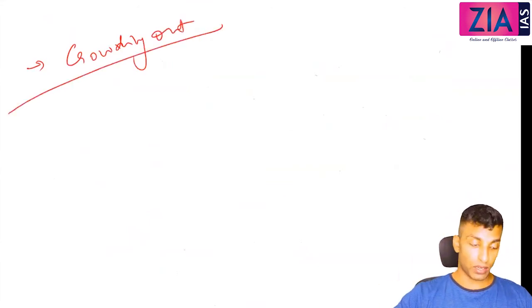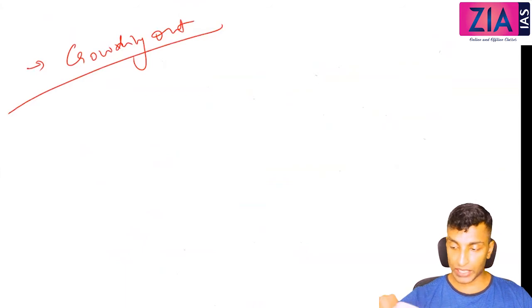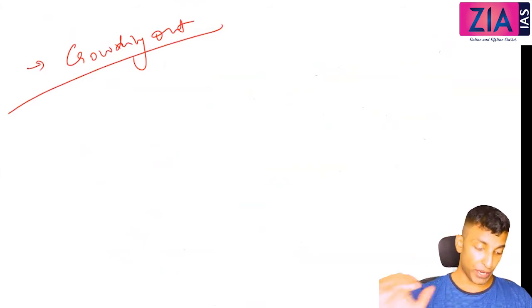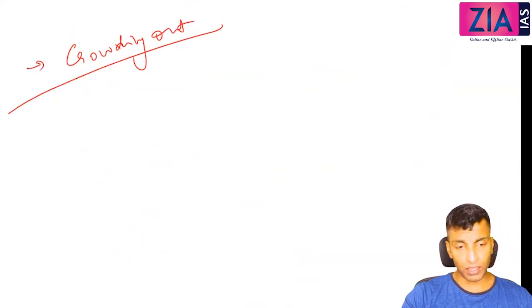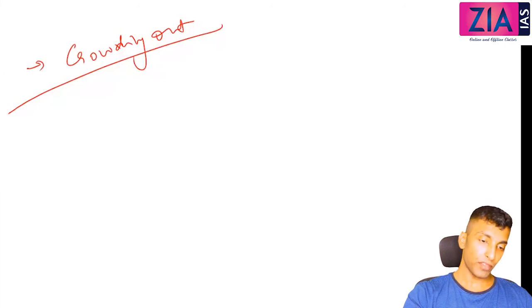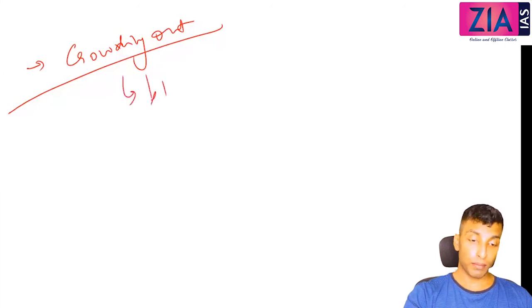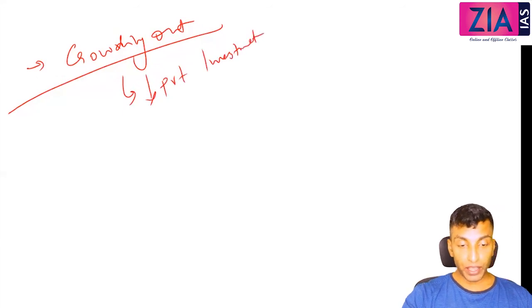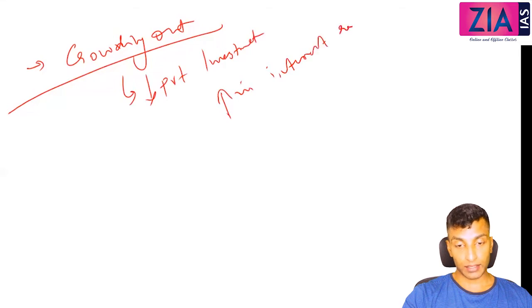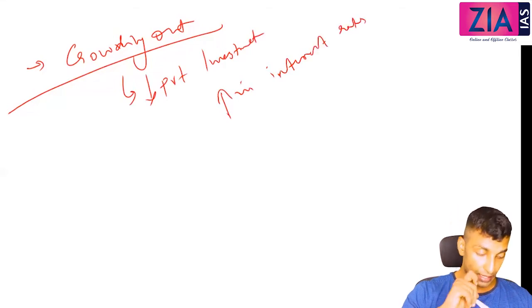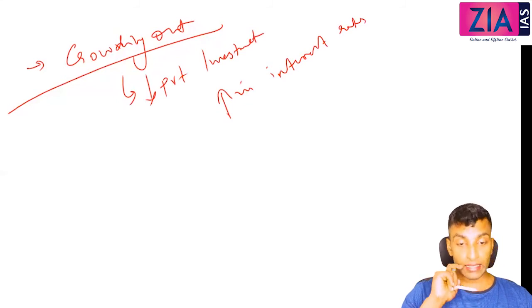What is crowding out? Crowding out refers to reduction in private investment due to increase in interest rates as a result of excessive borrowing. This was actually the question.